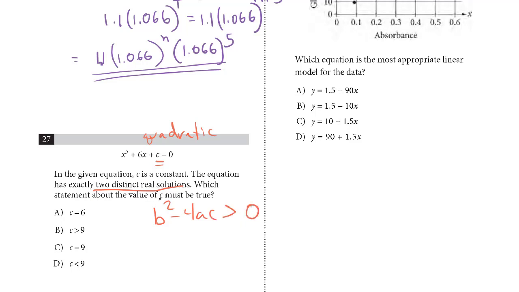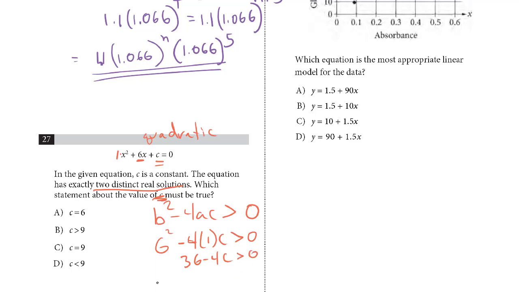Which statement about the value of c must be true? So if we plug in our discriminant, we can create an inequality that will hopefully tell us something about c. b is the coefficient of x, that's 6 squared, minus 4, a is the leading coefficient of x squared, not shown, but it's 1, times c. We'll keep c as the variable because that's what we want to find. That's greater than 0. So 36 minus 4c is greater than 0.